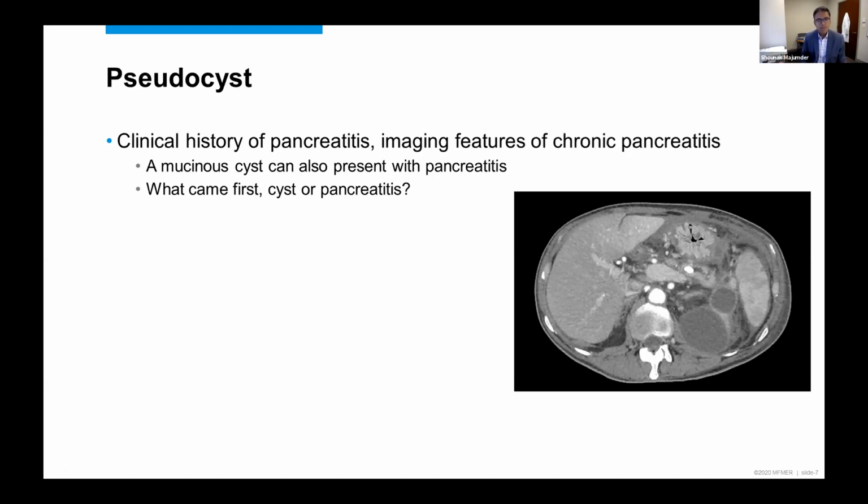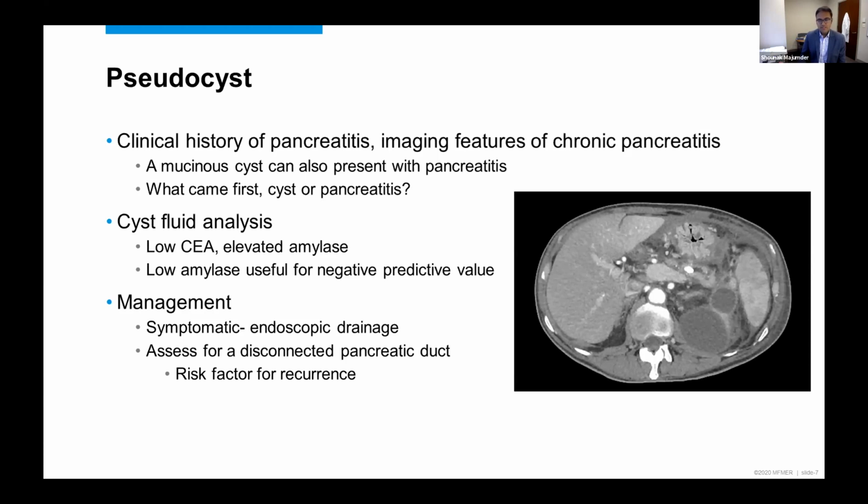It's important to remember that a mucinous cyst or a precancerous cyst can also present with pancreatitis. So the history of pancreatitis does not automatically make a cystic lesion a pseudocyst. And when faced with that situation, we'll often ask this question in Pancreas Clinic as to what came first, and whether the cyst was there before the episode of pancreatitis or after. And oftentimes reviewing previous imaging from the patient can serve as a very helpful diagnostic tool.